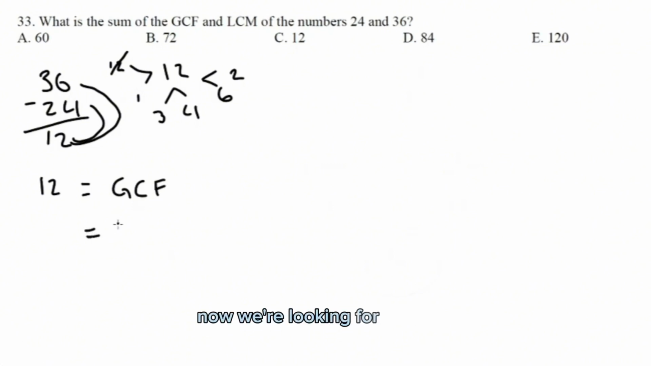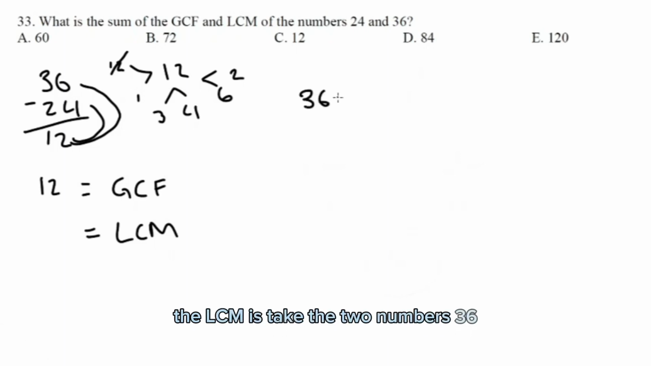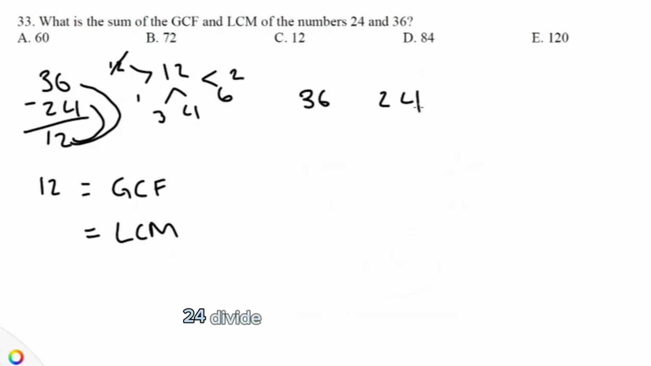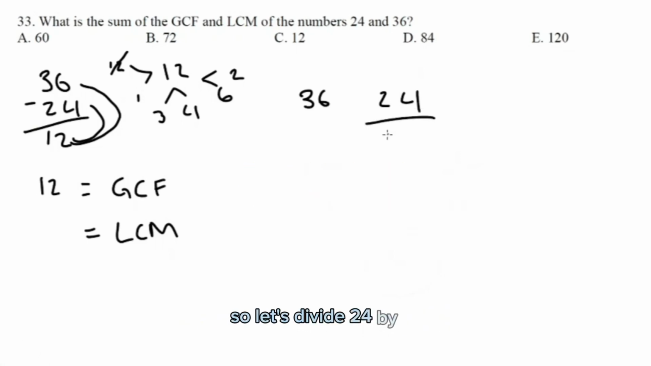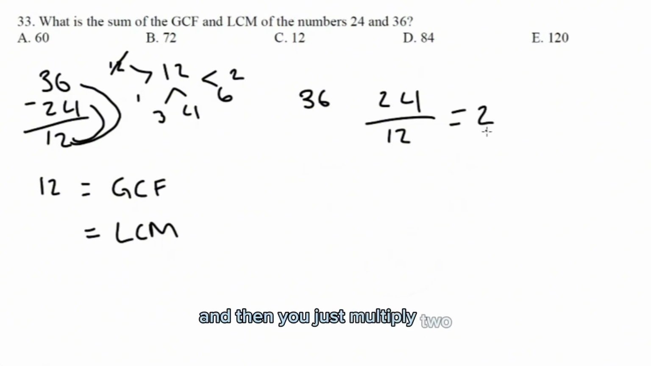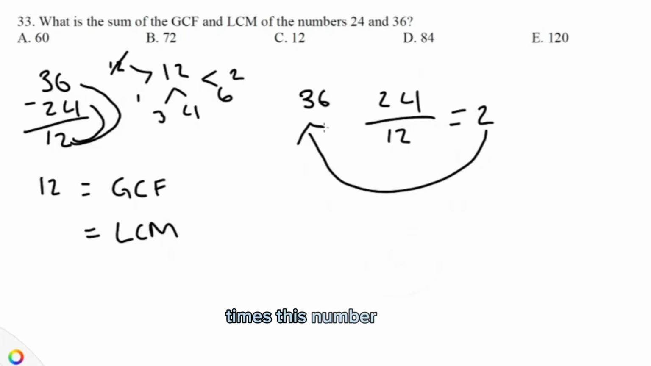Now we're looking for the LCM. All we have to do to find the LCM is take the two numbers, 36 and 24, and divide one of them by the GCF. So let's divide 24 by 12. That gets you 2. And then you just multiply 2 times the other number, 36, and that gets you 72. So now 72 is your LCM.